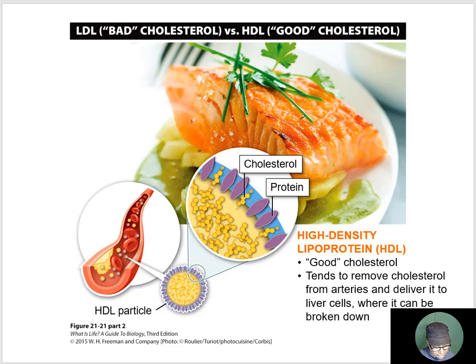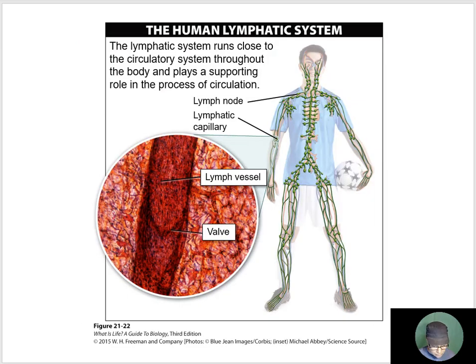All right, we are almost there. I want to tell you a little bit about the lymphatic system. It's a totally different system. It runs parallel to the circulatory system. And this is where all the extra fluid in the tissues can move to, okay? The lymphatic system runs close to the circulatory system throughout the body, and it plays a supporting role in the process of circulation.